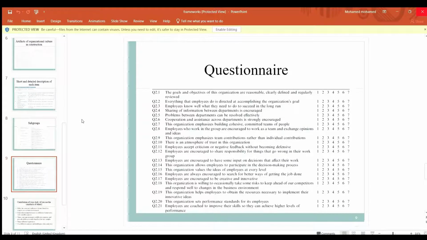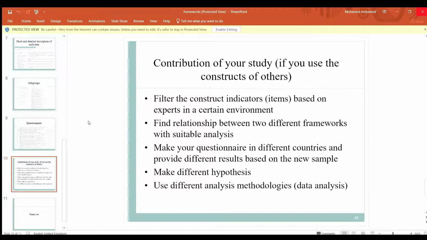Luckily, these researchers made it easy for us, and they put the whole questionnaire in the appendix. Usually this doesn't happen, but for this paper it is very easy. As you can see, we have all these subgroups and items, and the Likert scale on the right hand side. After that, you can make your analysis of your data. But the question now is, can we use the same 26 items of this paper?